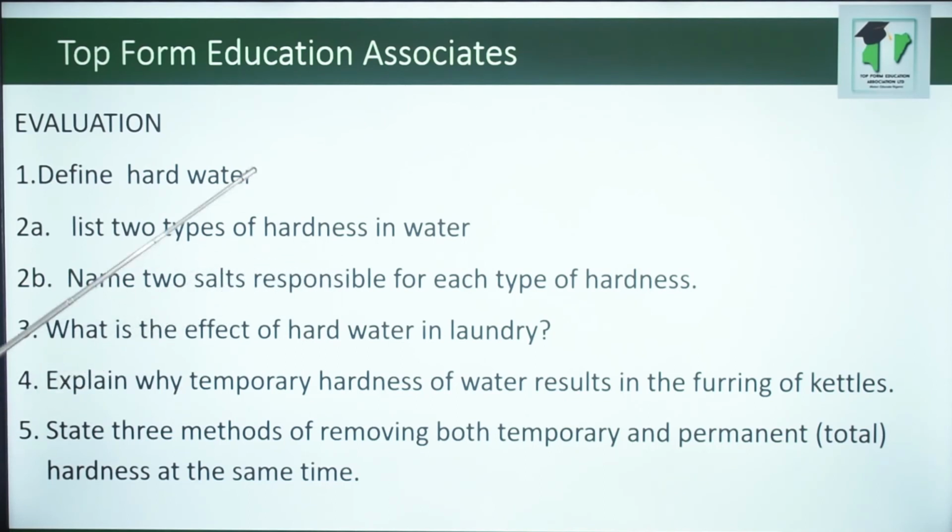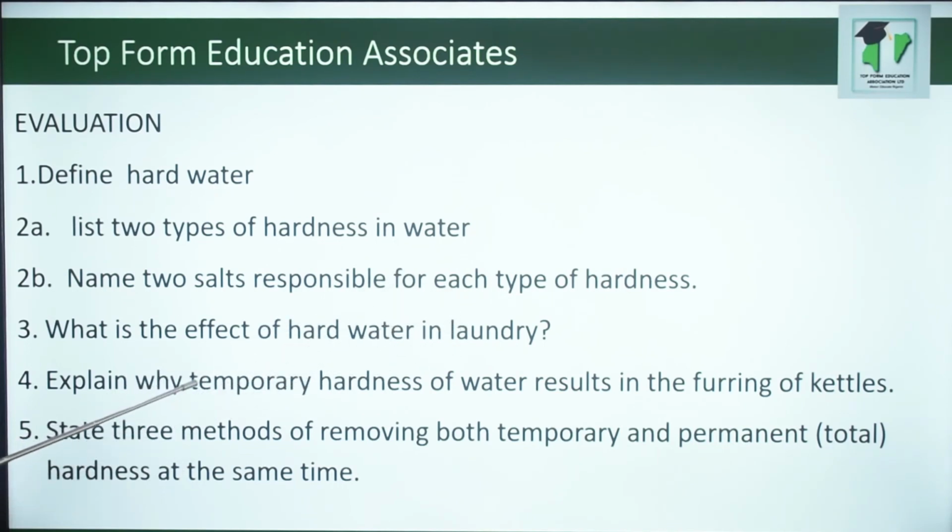Remember that the salt that is responsible for temporary hardness is different from the one that is responsible for permanent hardness. For temporary hardness, we have calcium hydrogen trioxocarbonate 4, magnesium hydrogen trioxocarbonate 4, and iron 2 hydrogen trioxocarbonate 4. For permanent, we have sodium sulfate, magnesium sulfate, calcium sulfate, and iron 2 sulfate. Number 3, what is the effect of hard water in laundry? It will remove the dye stuff present in our fabrics.